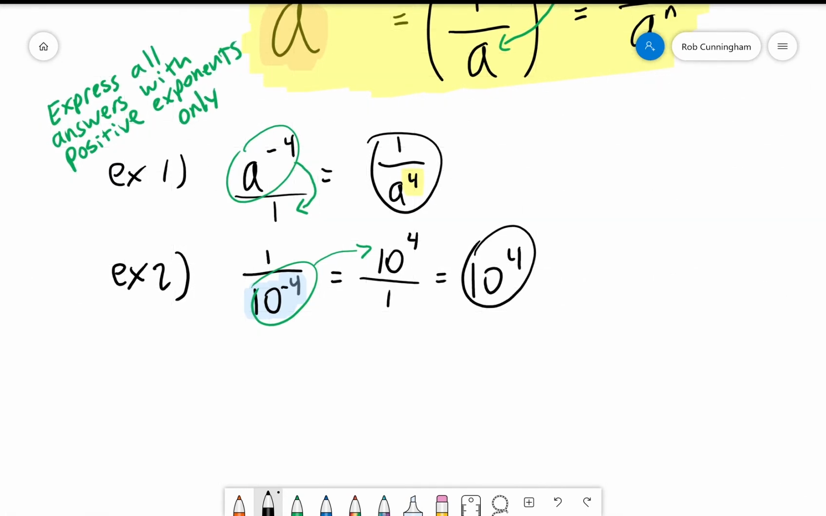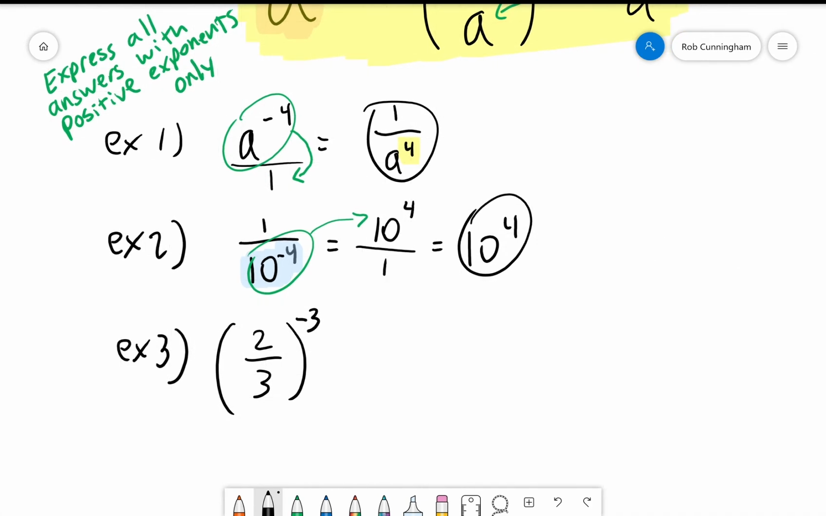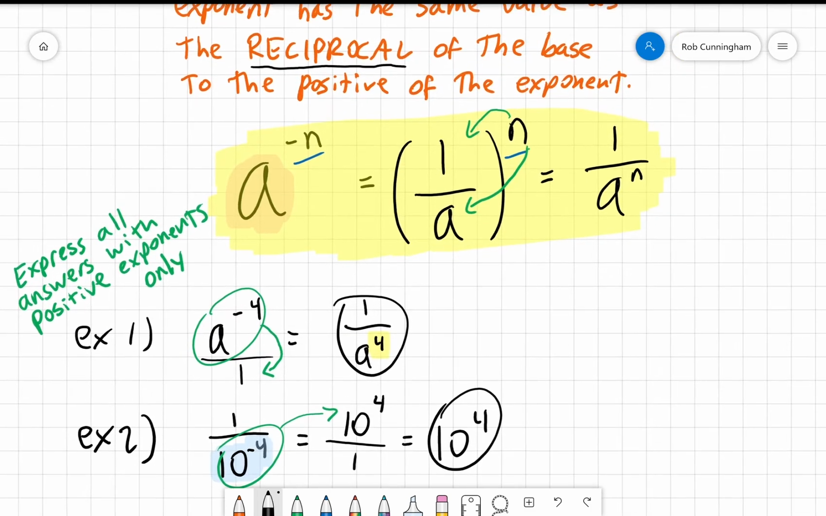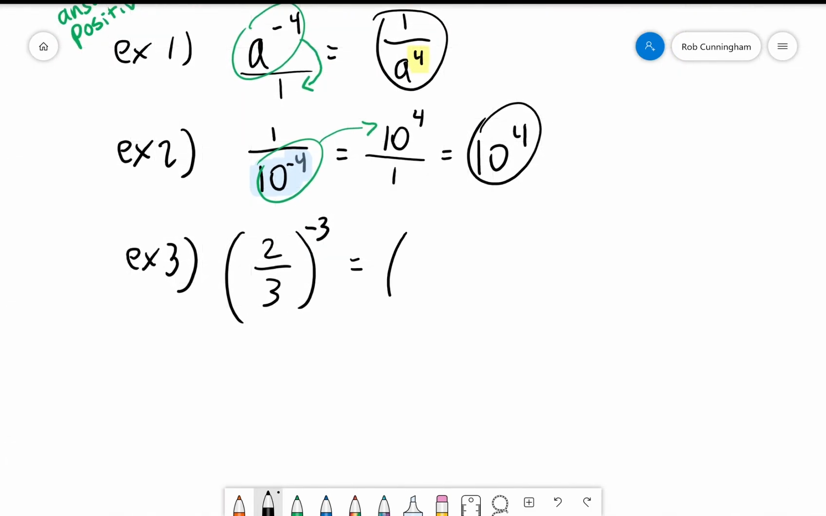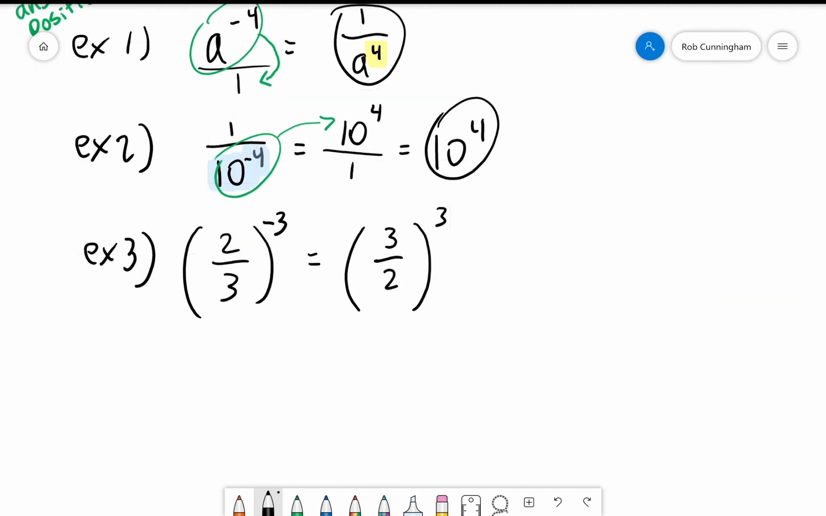Let's try one that's a touch more complicated. 2/3 to the negative 3 power. Okay? 2/3 to the negative 3 power. Well, that's the same thing, based on our rule up here, as the reciprocal of 2/3, which is 3 over 2, to the positive 3 power. And then we can go back to our rules from the last video. Well, that's 3 to the 3rd power over 2 to the 3rd power.